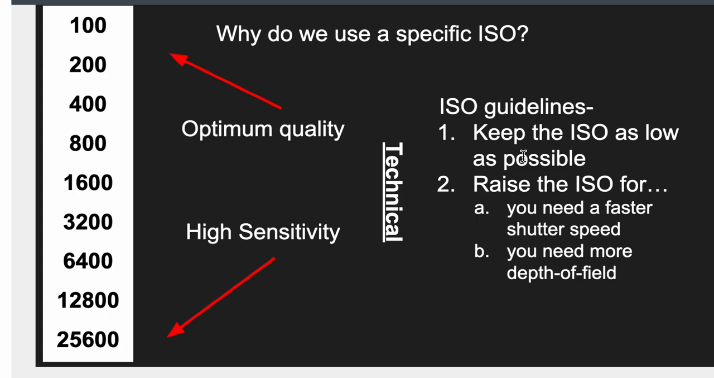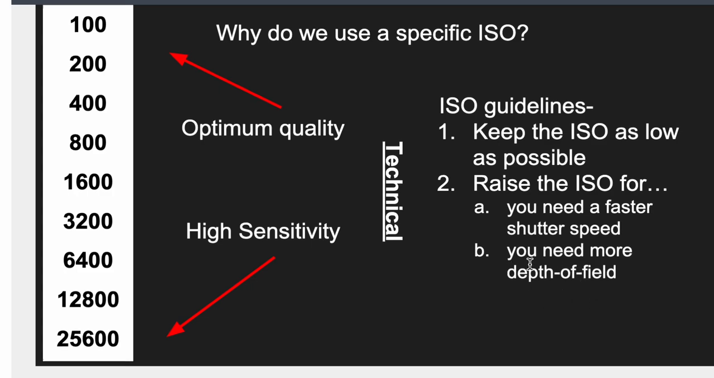But technicality things and some guidelines for us to be aware of. One, like I mentioned, keep it as low as possible, but you will have to raise your ISO for a faster shutter speed or a bigger depth of field. If I go a fast shutter speed, like anything over 1/250, I'm going to have to raise my ISO. If I'm going to go a bigger depth of field picture, a bigger f-stop number, I'm going to have to raise my ISO.